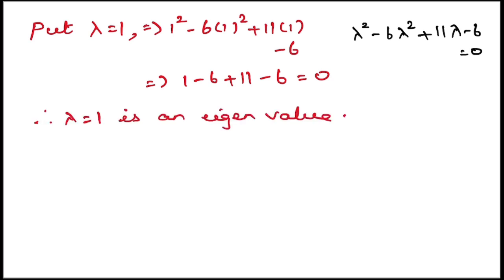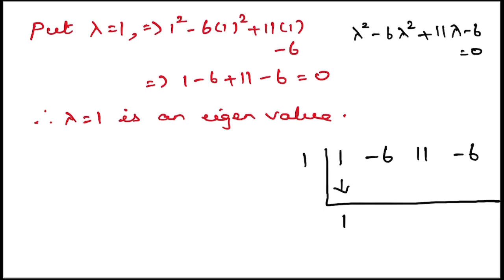Next, we need to find the other two roots. For those two roots, we can go with synthetic division. How to solve using synthetic division? First, write all the coefficients: 1, minus 6, 11, minus 6. We have got one root, which is lambda is equal to 1. So, using that 1, find the roots. First one we can just bring down. Next is 1 into 1 is equal to 1.